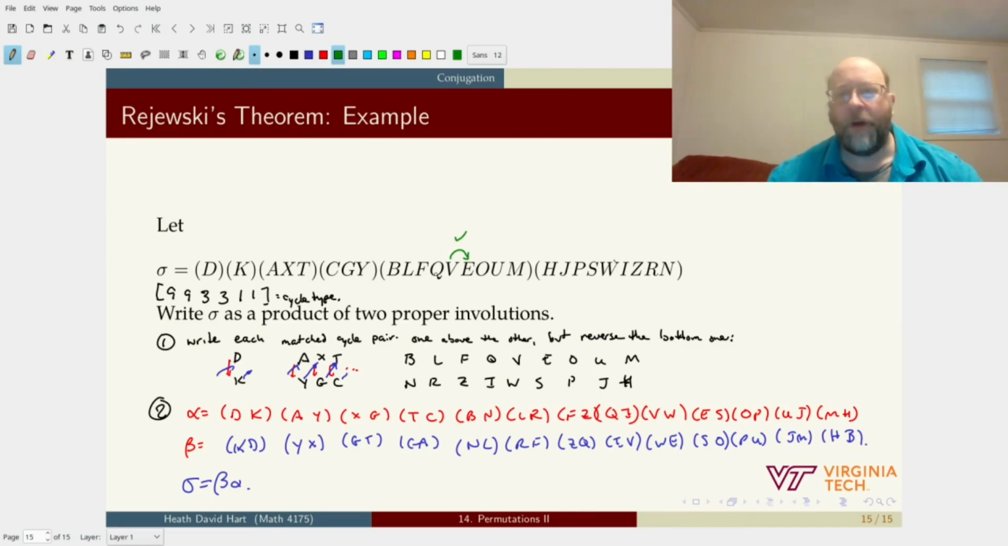And then let's check one of the elements in the bottom permutation. Does W go to I? Well, W goes to V, and then V goes to I, and so W, in fact, does go to I. And if you check the other letters, you'll find they all go to the right place also. And so what we have here is a way of breaking up a permutation of matched cycle type into a product of two proper involutions.